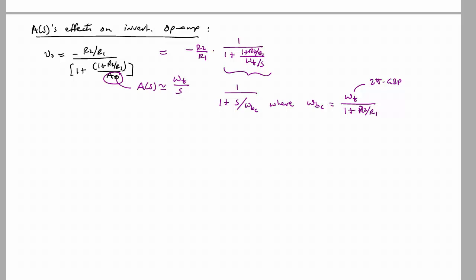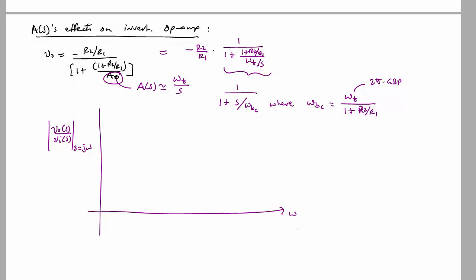So let's look at what the magnitude of VO of s over VI of s, when s equals j omega, looks like as a frequency response plot. Originally, we would have just had R2 over R1. This is magnitude, so I'm not going to do the minus sign. That's what would be ideal if we had a constant A naught equal to infinity.